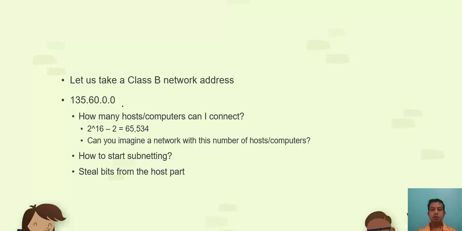Now let us take a class B network. We have taken a sample class B network. It can be any IP address, but we have taken a class B network address. Now remember, by looking at the first octet itself, we can tell whether it's class A, class B or class C. This we have discussed in the last lecture. Now in a class B network, how many computers can I connect? I can connect up to 65534 computers. Remember, 16 bits are there for the host part, so 2 to the power 16 minus 2. What were those two? The all zeros and all ones are not used when we give IP addresses to the hosts. So we always subtract 2.